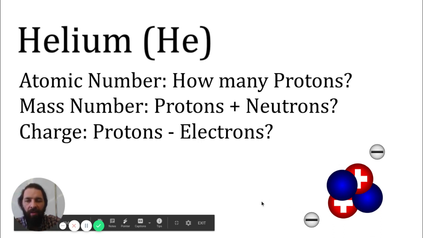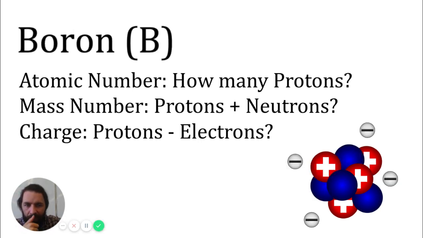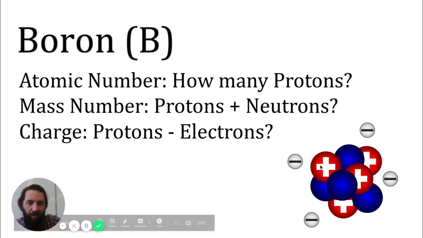So 2 minus 2 is 0 again, right? Okay, good job. Let's do another one here. We got boron. So what is the atomic number for this boron atom? We got 4 protons, so that would be 4. What is the mass number for this boron atom? Well, we already said I have 4 protons. I also got 4 neutrons, so that mass number is 8. And for charge, still got 4 protons. Count out 4 electrons, so 4 minus 4 is 0.